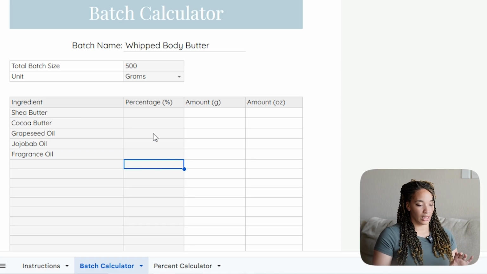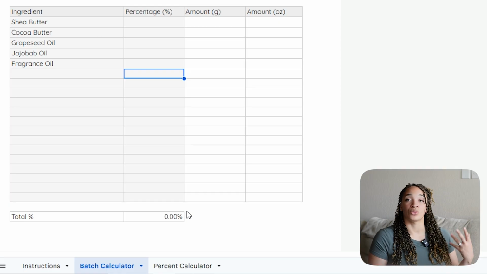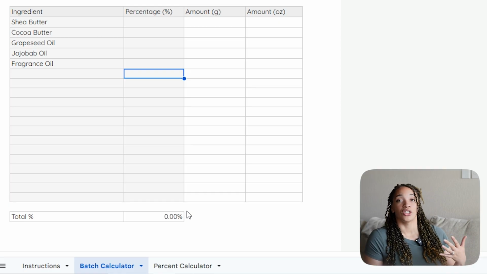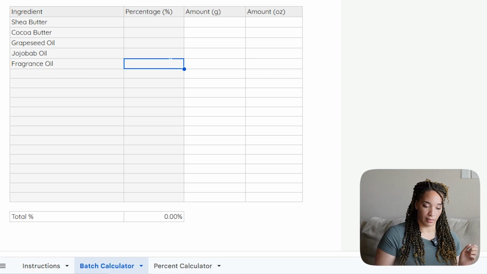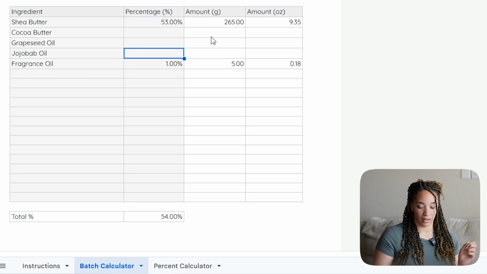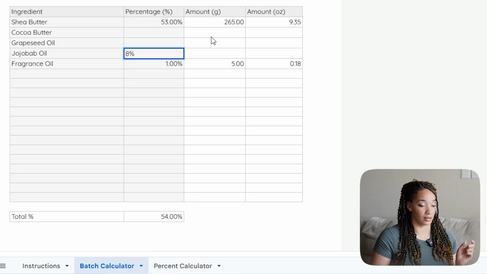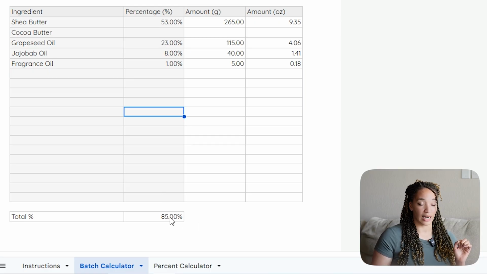All right. And then I'm actually going to scroll down so that you can see this total percent down here, because your recipe or formula should equal 100%. So fragrance oil is going to be 1%. Let's do 53% shea butter. Jojoba is expensive, so we're going to do 8%. And then grapeseed oil is going to be 23%. And then you'll see that I still need 15%, which will be the actual cocoa butter.